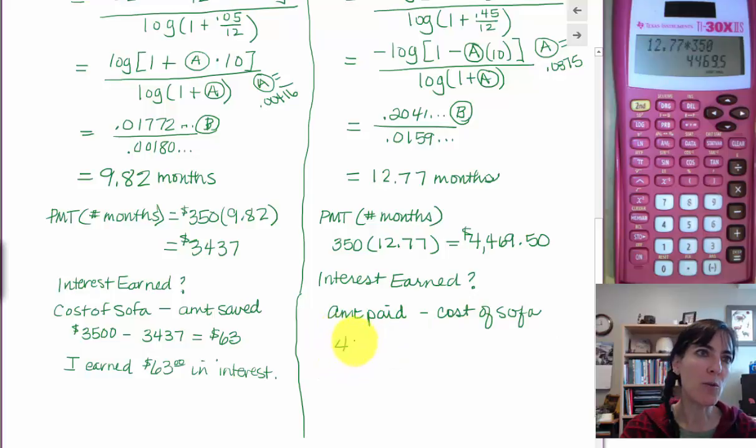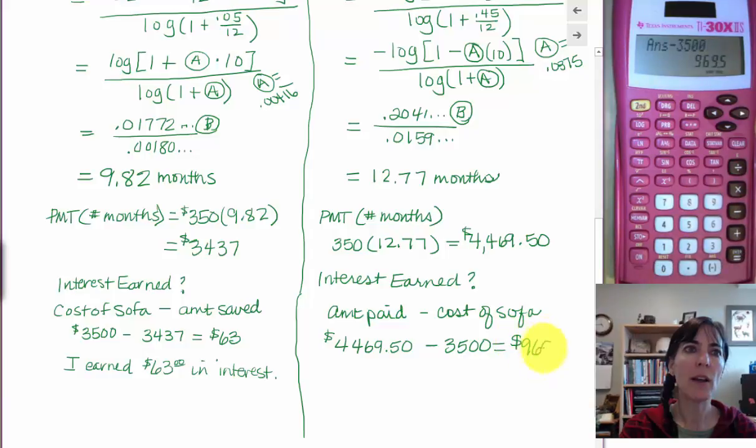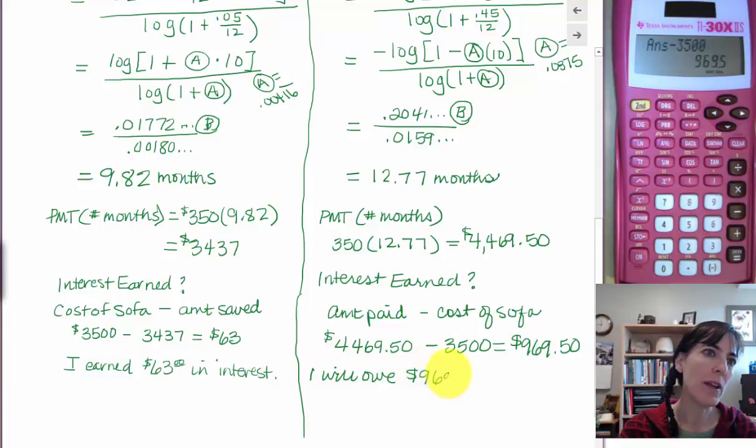So I'll take the $4,469.50 minus the $3,500 and get, it's sitting on my calculator, so minus 3,500, $969.50. I will owe $969.50.